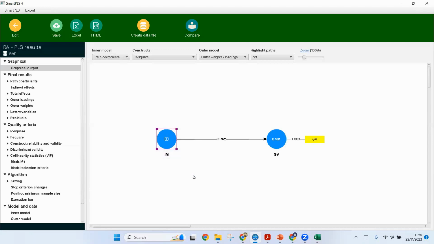So what you need to do is a quick recap. The reason I created a new model is that in the latent variable score data, I did not have the global variable. I did not export it. So I got the latent variable scores for this. I created a formative construct. Let me see if I did it.